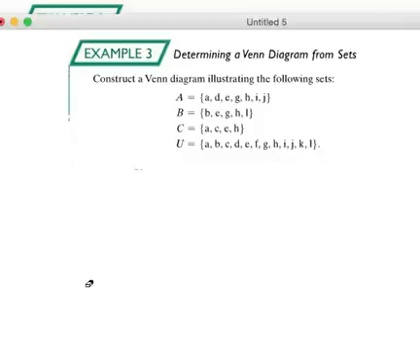Okay. Now, the question says, construct a Venn diagram illustrating the following sets. Basically, if you'll just remember one thing, it'll help you to do this. Always start with what's inside first. So the first thing we're going to do is draw a picture.